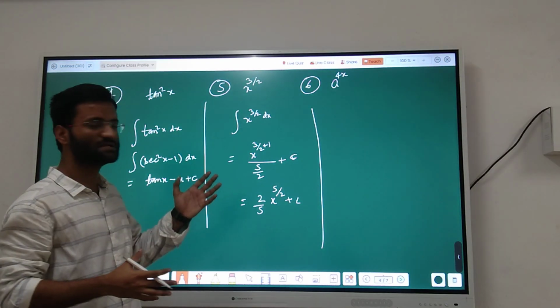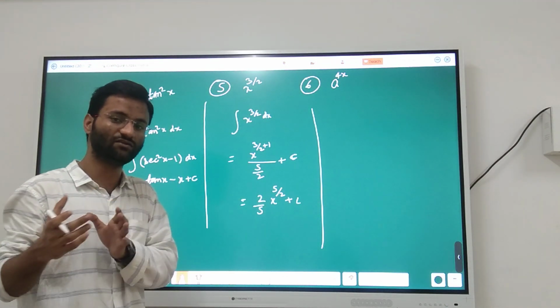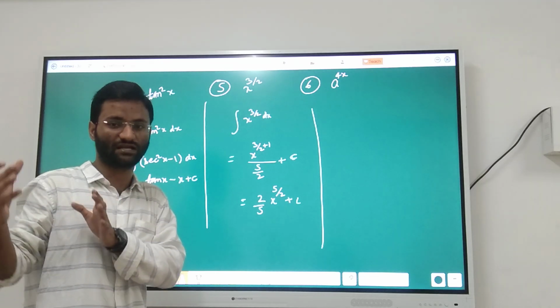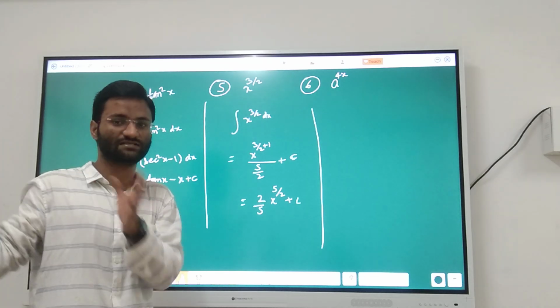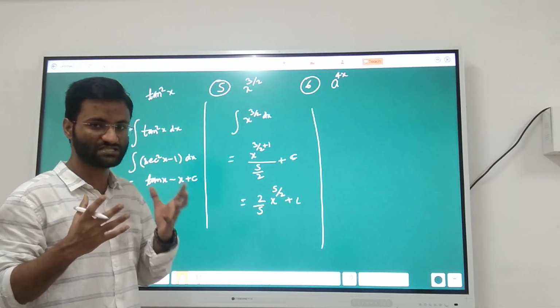So we are taking very simple examples so that you can understand integration from the basics, and at the end we take very big problems, and we also take questions of advanced level. But this is just a beginning, so we are taking very easy problems.